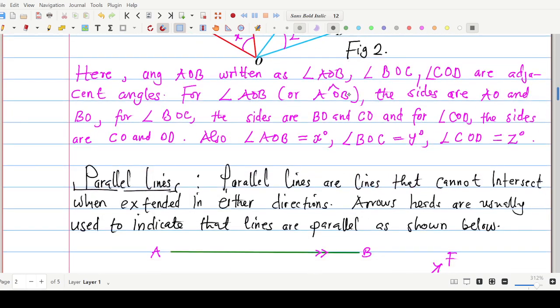Now we're done with that one. You can read through the notes.